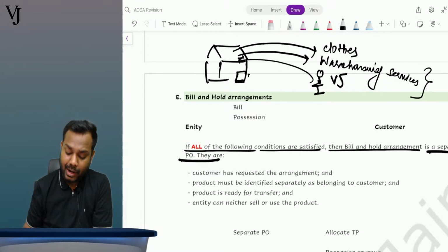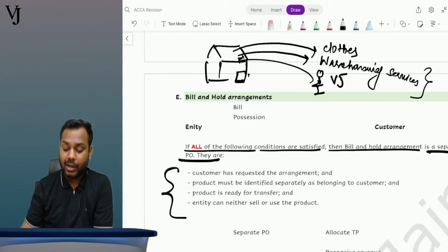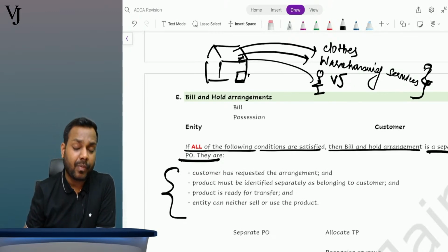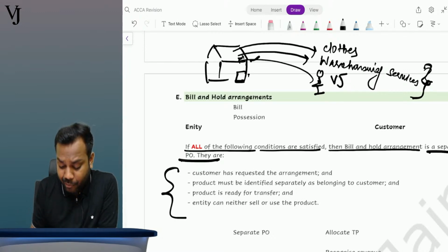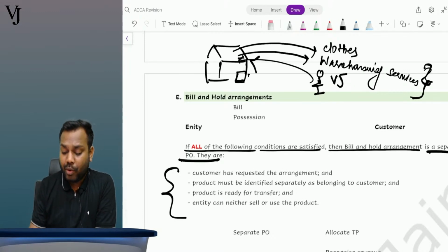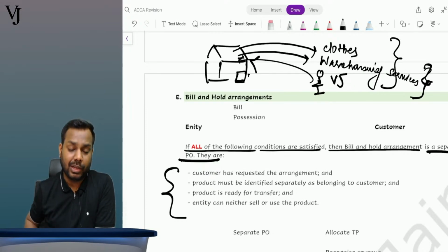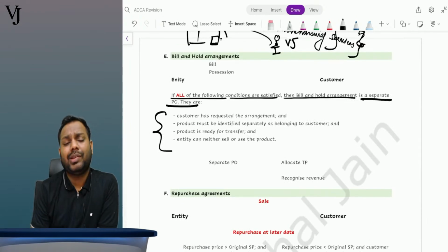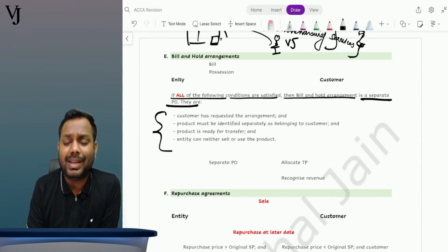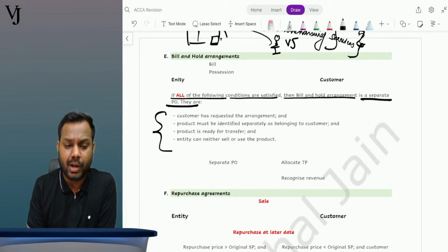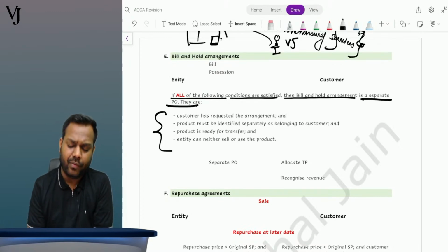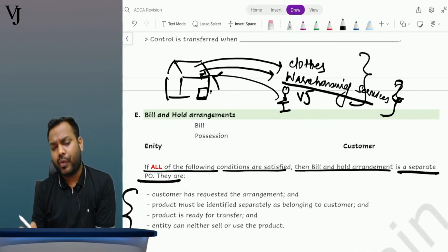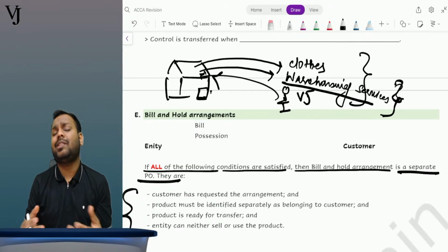So the standard is saying that if all four conditions get satisfied, then this warehousing service is a separate performance obligation, and the amount which I have paid to the mall will need to be allocated between these two. Now, at FR level, you will just need to identify if bill and hold is there or not. I have not seen even a single question wherein you have to find out the value of the warehousing services.